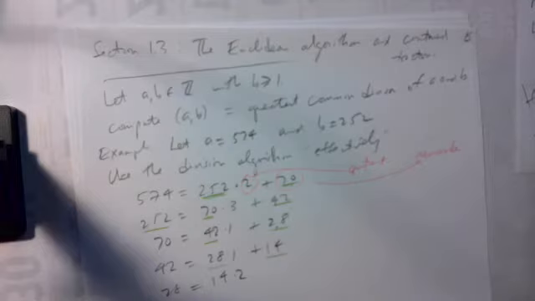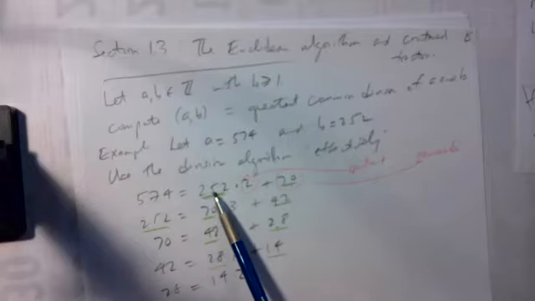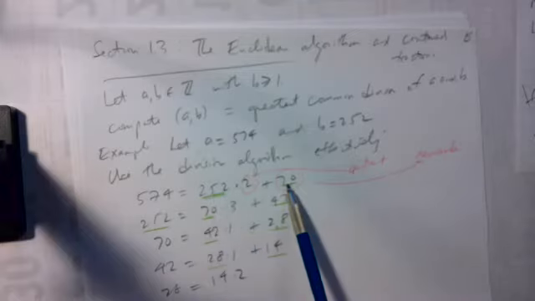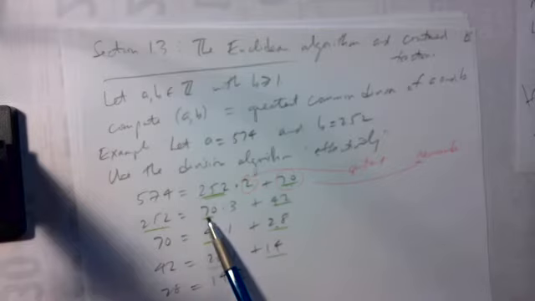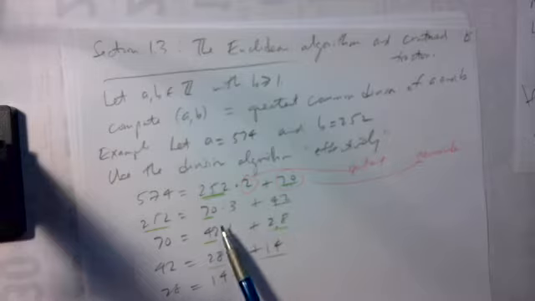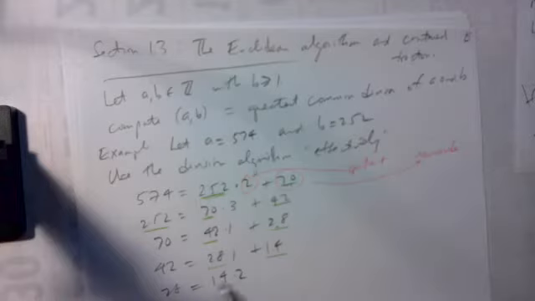So let's look at this for a moment. If you have a common divisor D of 574 and 252, then D also divides this difference, so D divides 70. But if D divides 252 and 70, then D divides 42. If D divides 70 and 42, it divides 28. If D divides 42 and 28, it divides 14. So every common divisor of 574 and 252 divides 14.